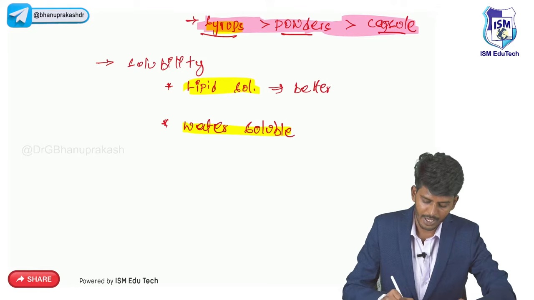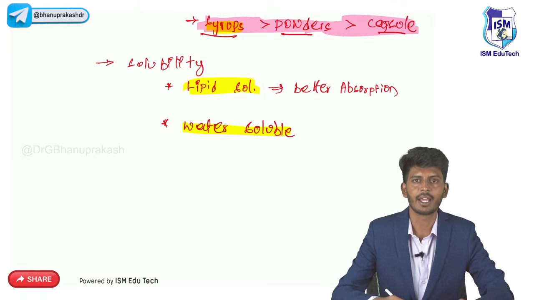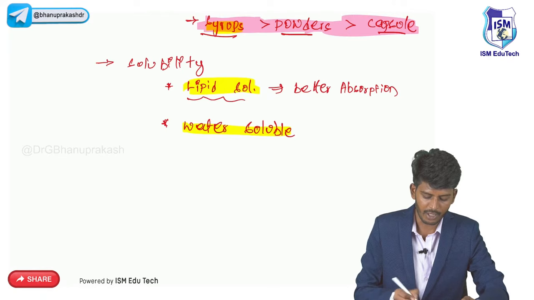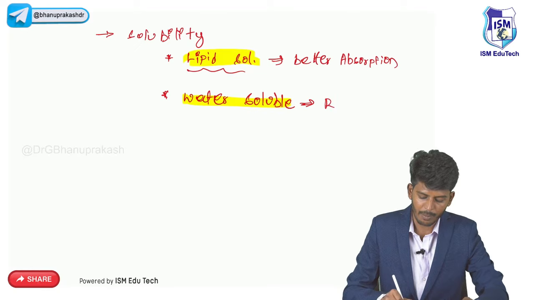Why better absorption? Because lipid soluble drugs can easily cross the cell membrane. Our cell membranes are made out of three substances: protein, lipid, carbohydrate. In that lipid, that is your phospholipids. The drugs which are lipid soluble will be absorbed through this phospholipid, so will have a better absorption. Now, water soluble drugs, most of the time, require a transporter.